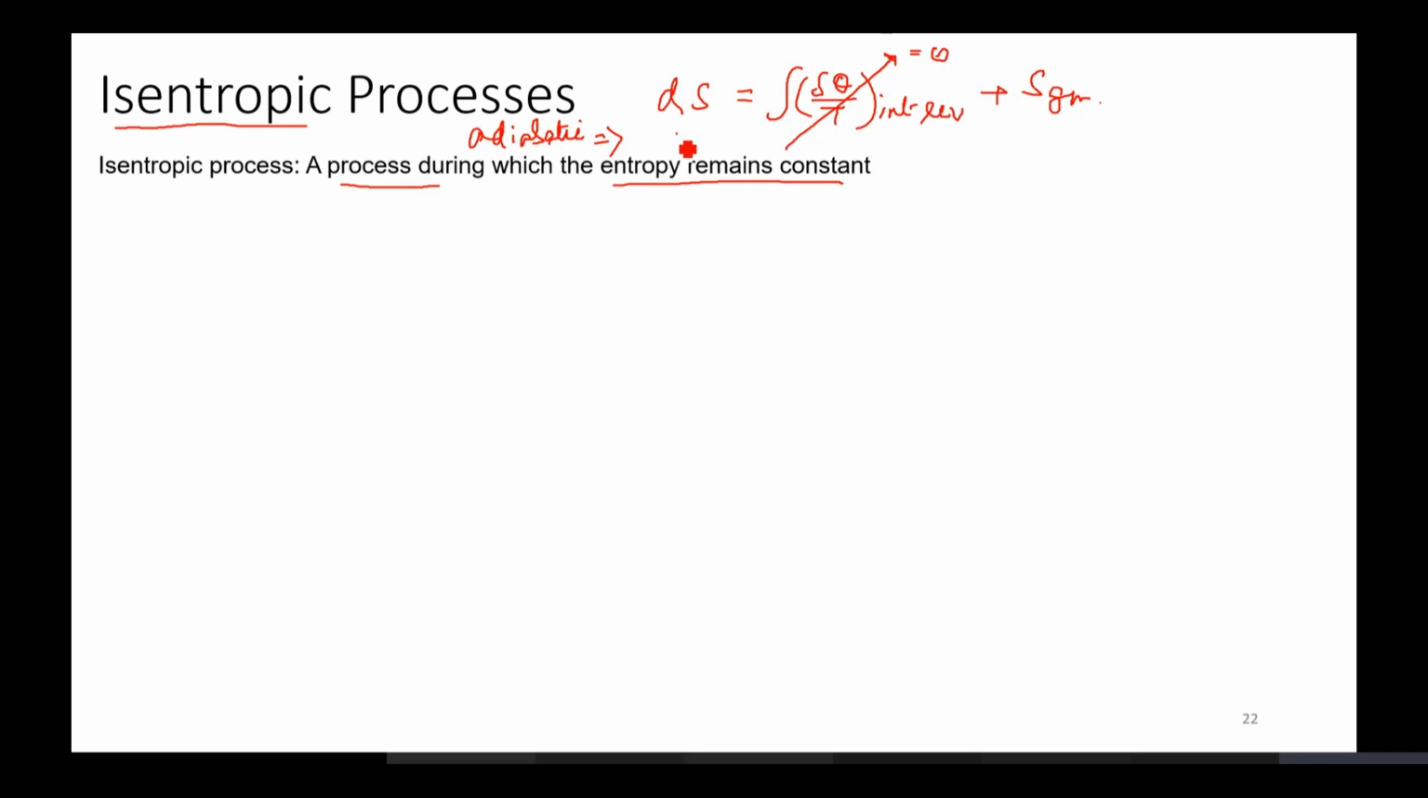And if I say I have a reversible process, entropy generation would be what?